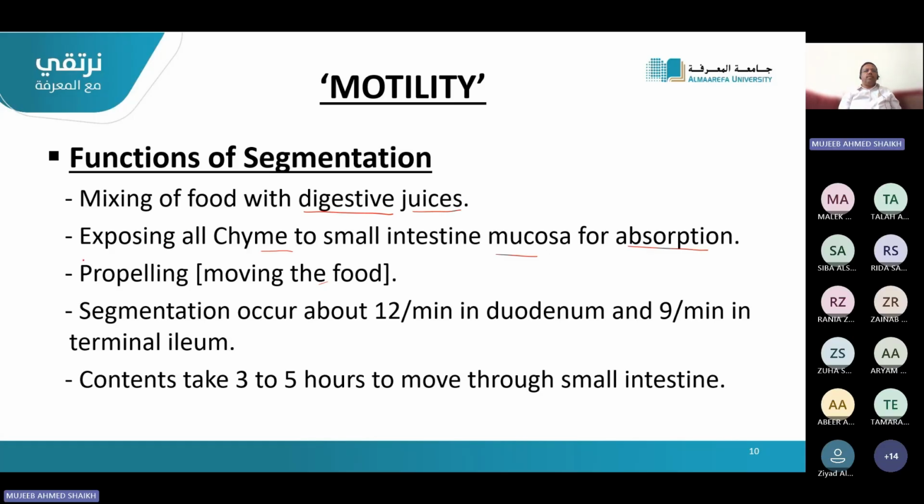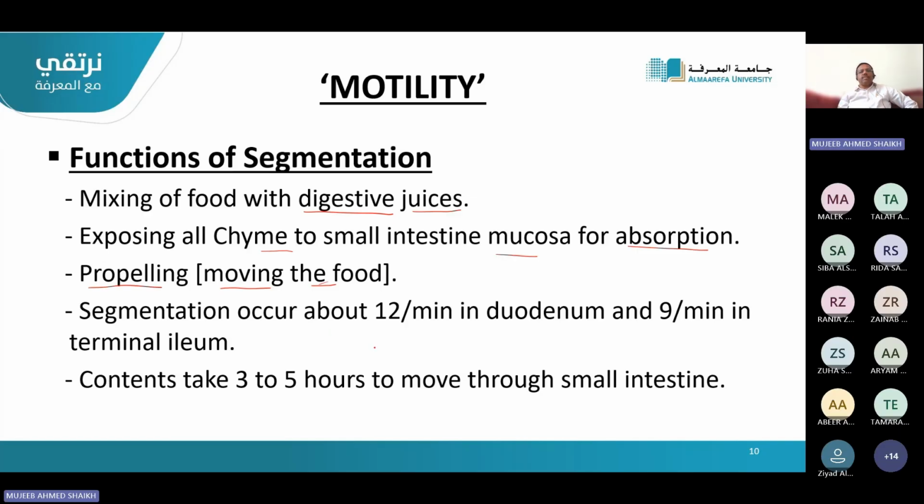Also, a function of segmentation is propelling the food. That means moving the food little by little, a few centimeters at a time, ahead. This is called propelling the food. This is again a function of the segmentation.